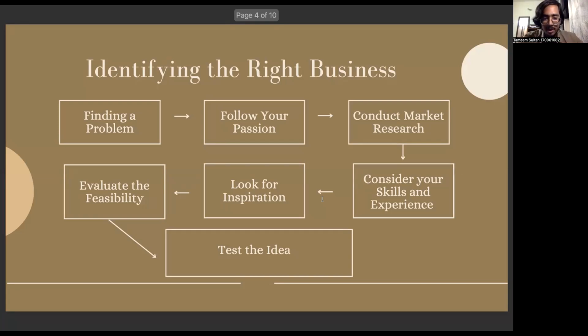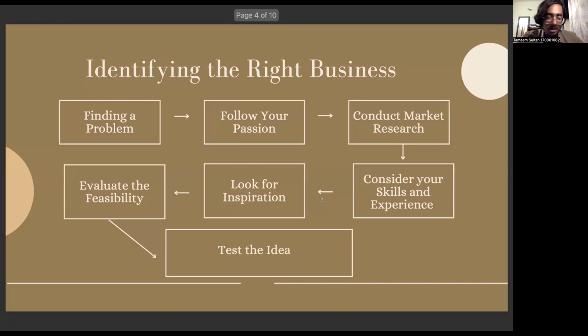Then you have to evaluate the feasibility. Once you have a potential business idea, you have to evaluate its feasibility. Consider factors such as the startup costs, the market demand, the competition and regulatory requirements, and so on. This can help you determine whether the idea is viable and worth pursuing or not.